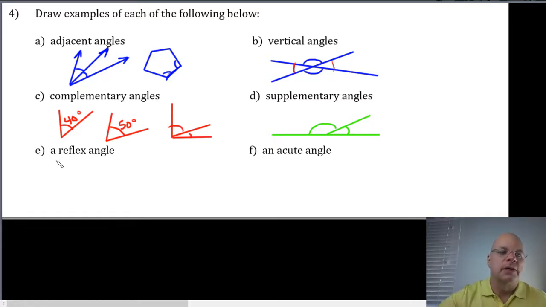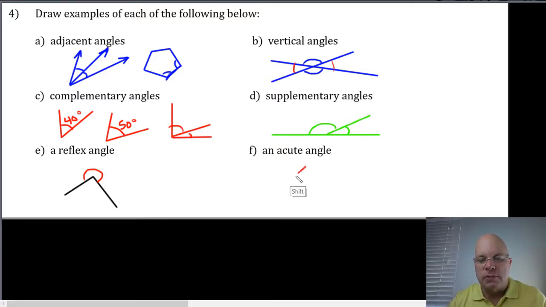A reflex angle is an angle that's greater than 180 degrees but less than 360 degrees. So you can draw any angle you want, but then you need to show the arc mark too. It's hard for me to draw that. You need to indicate, let me get a different color, you need to indicate this arc mark that shows people that you're talking about this angle rather than this. This looks like it might even be a right angle or obtuse angle. So there's a reflex angle. Acute angle is less than 90. So any just small angle would be acute, like that.